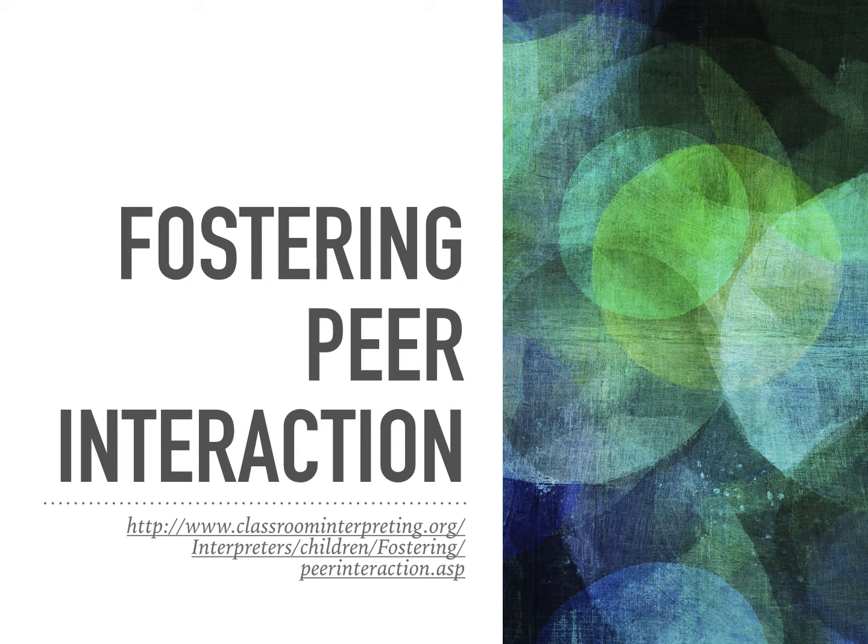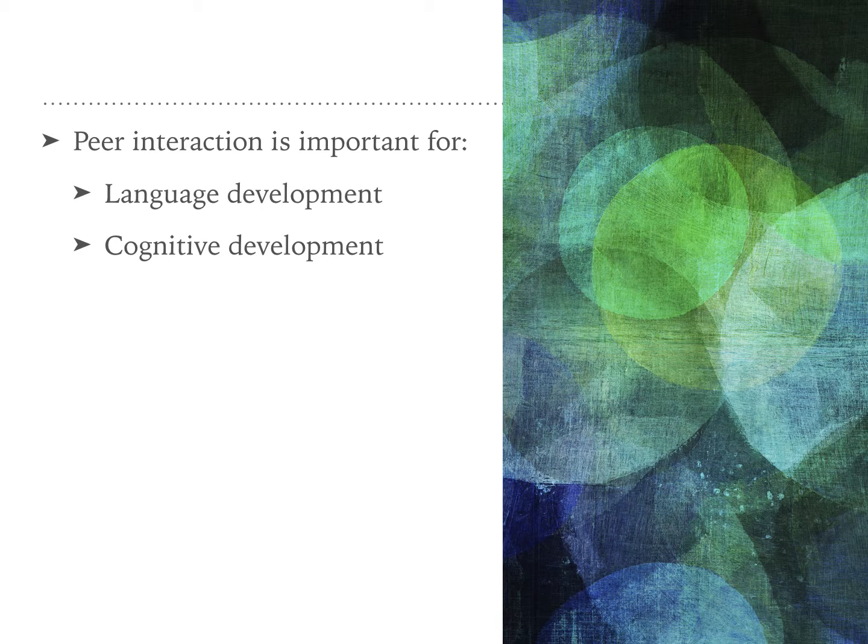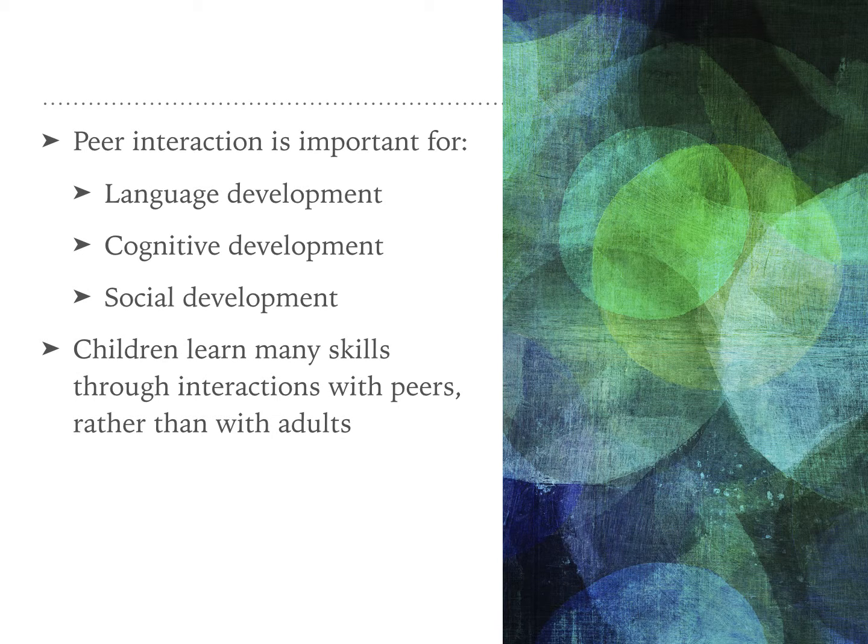Fostering peer interaction. Peer interaction among children and adolescents is important for the following: language development, cognitive development, and social development. Children learn many skills through their interactions with peers that they don't learn with interactions with adults, so these interactions are very important. For example, through interactions with peers, children and adolescents both acquire language and vocabulary that is generally not learned through interactions with adults.